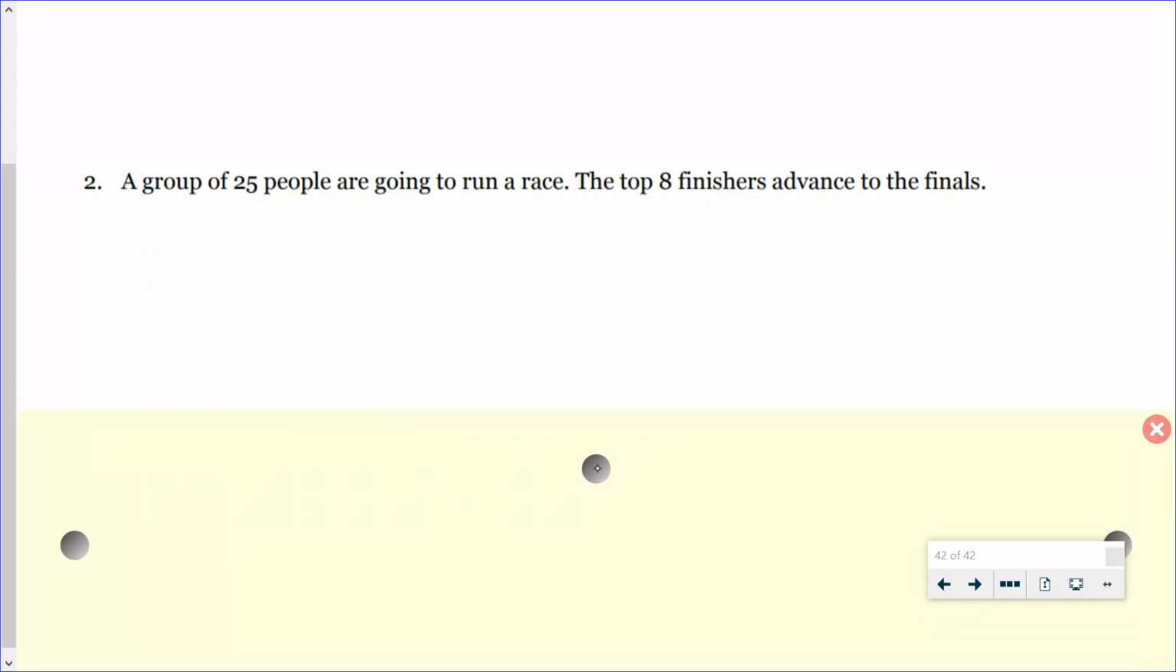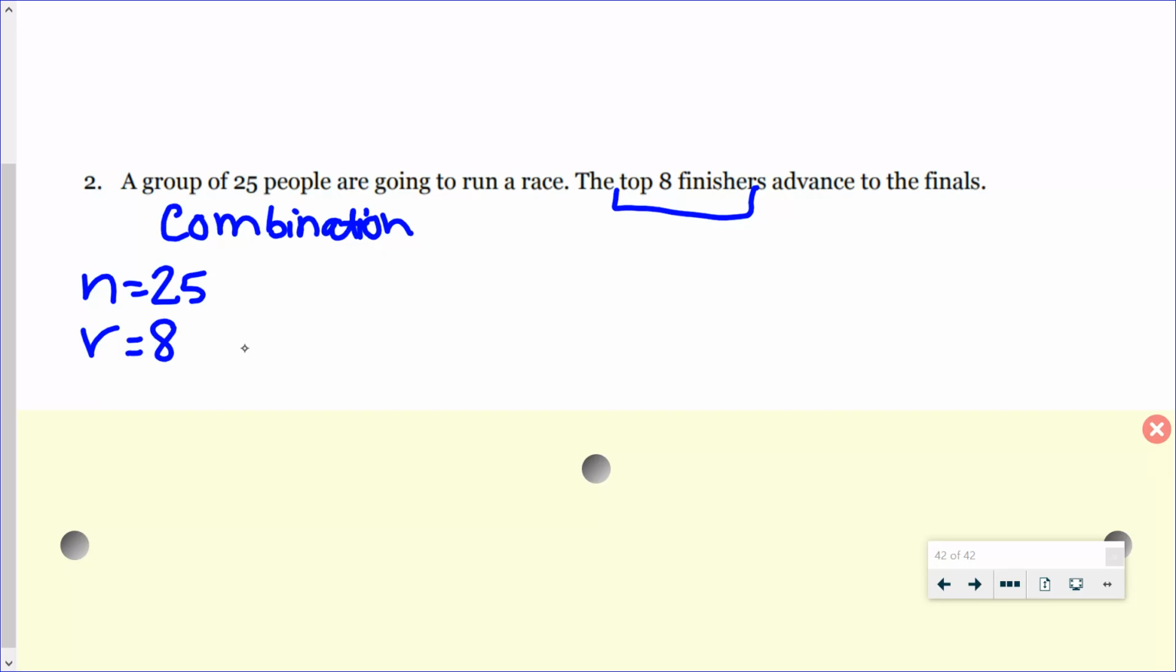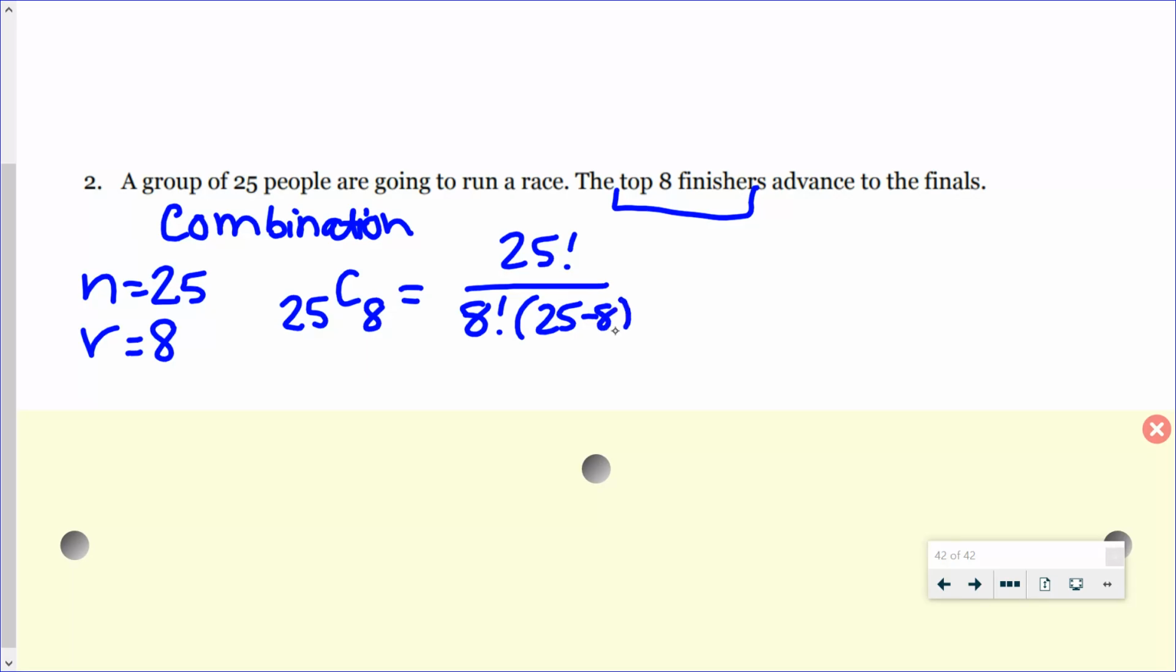A group of 25 people are going to run a race, and the top 8 finishers advance to the finals. It just says the top 8. It doesn't say we care about who is in first place or second place or third place or fourth place. We just care that it's the top 8. So, because that order doesn't matter, it is a combination. So the number that we are choosing from is 25 total people, and they are going into 8 different spots. So I have 25 choose 8, which is equal to 25 factorial over 8 factorial, 25 minus 8 factorial.